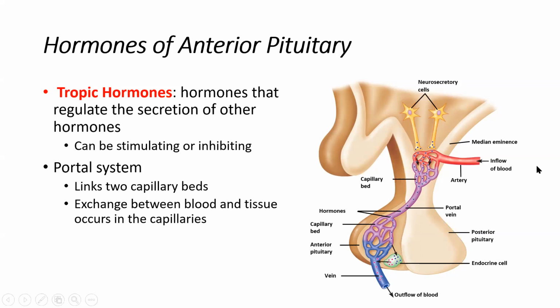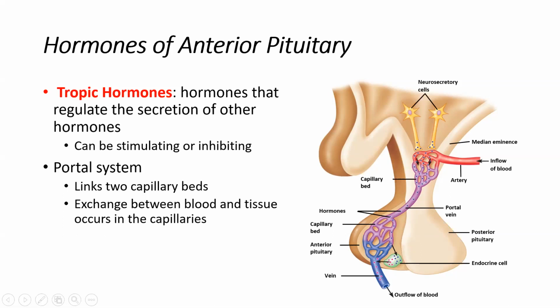So we've got blood that's coming from the heart. It's going to enter this vessel shown here in red, this artery. It's going to go to the hypothalamus. It's going to go to a capillary bed, which is shown here in purple. But instead of going back to the heart at this point, it's going to go to another organ, which is the anterior pituitary, and then it's going to go to a vein, and then it's going to go back to the heart.